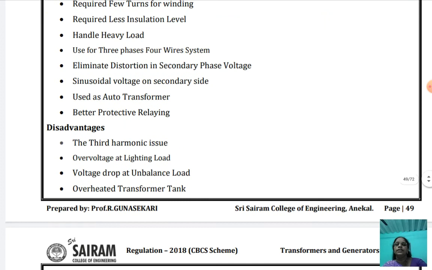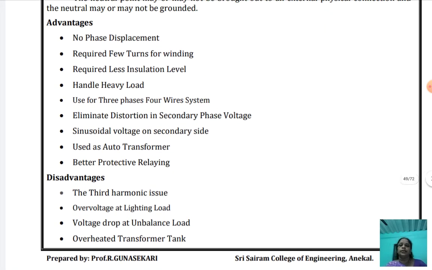In this case, what are the advantages and disadvantages of this connection? 0 degree means no phase displacement, it requires fewer turns for winding, requires a lower insulation level, and can handle heavy load. We have to use this type of vector group for a 3-phase 4-wire system. It eliminates distortion in the secondary phase voltage, gives a sinusoidal voltage on the secondary side, can also be used as an auto transformer, and gives better protective relaying.